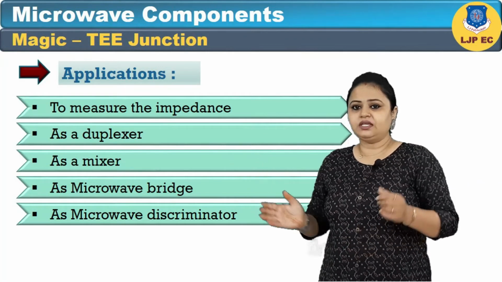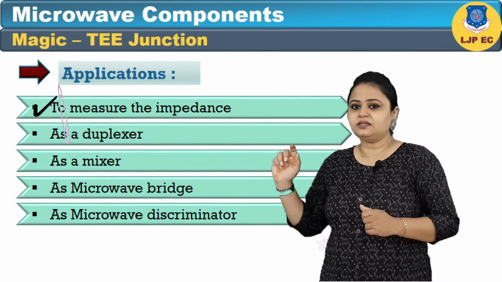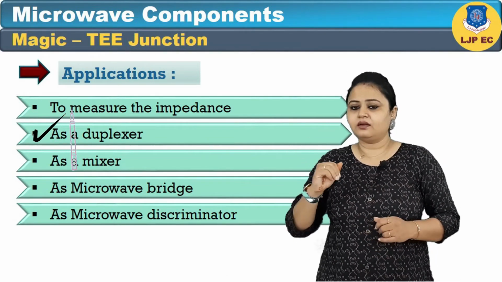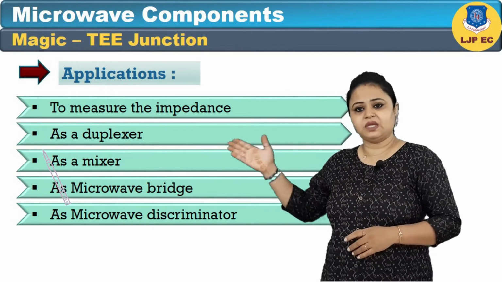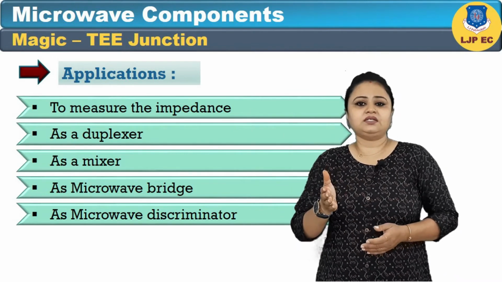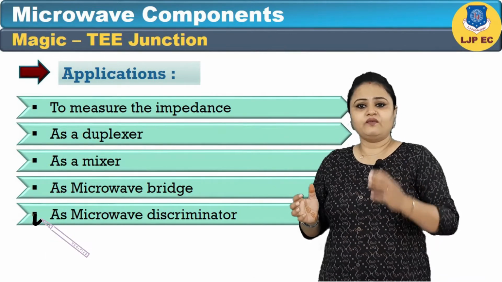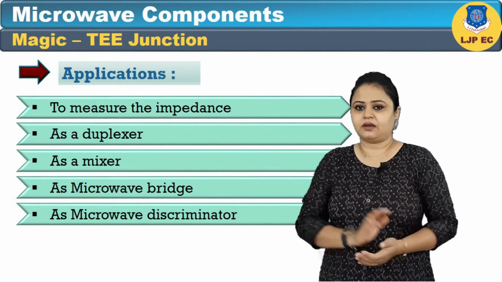Now let us see some of the applications of magic T. Magic T junction is used to measure impedance. Magic T is used as a duplexer. Magic T is used as a mixer. Magic T junction is also used as a microwave bridge, microwave discriminator, etc.